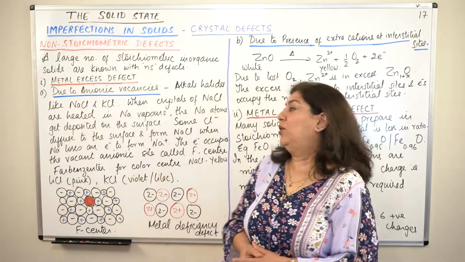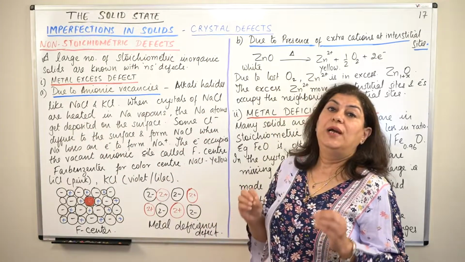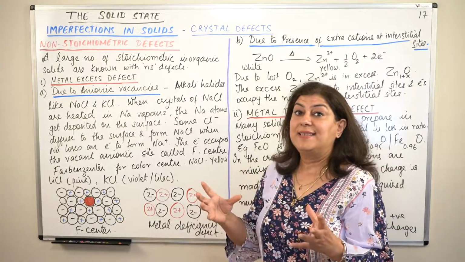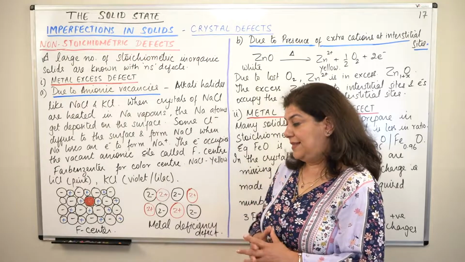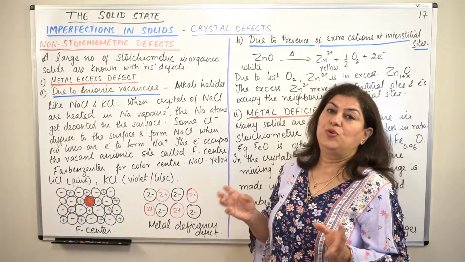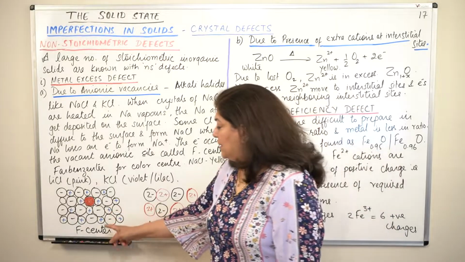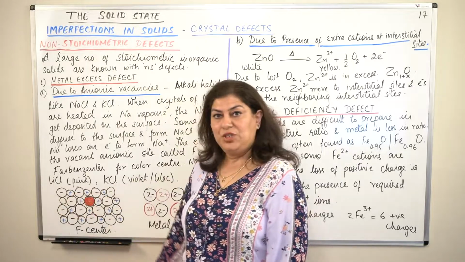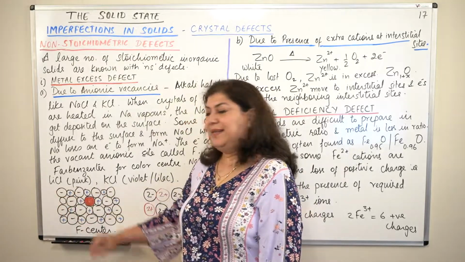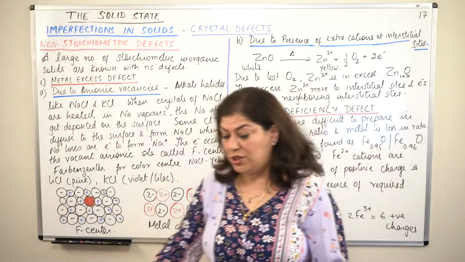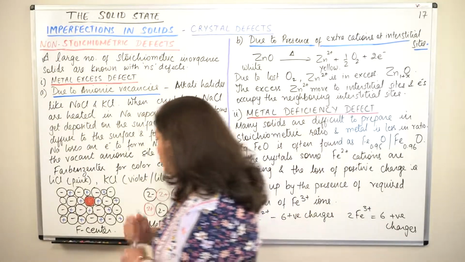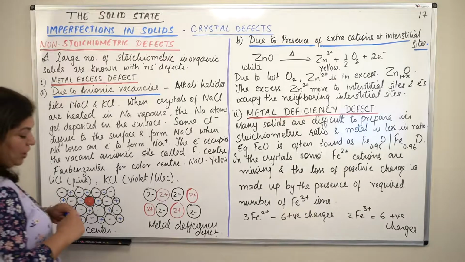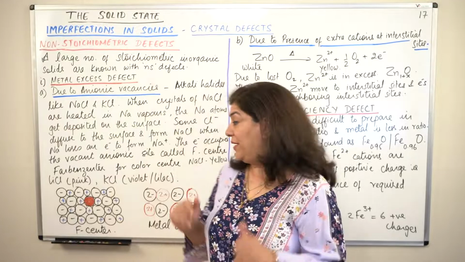So taking the first one now and explaining that. Due to anionic vacancies, when is metal in excess? When there are anionic vacancies. For this, we'll take the example of a sodium chloride crystal. Take a look at this crystal. In a sodium chloride crystal, every sodium ion, Na+, which is positively charged, is surrounded by negatively charged chloride ions. I forgot to put a plus sign here. You are aware of this.